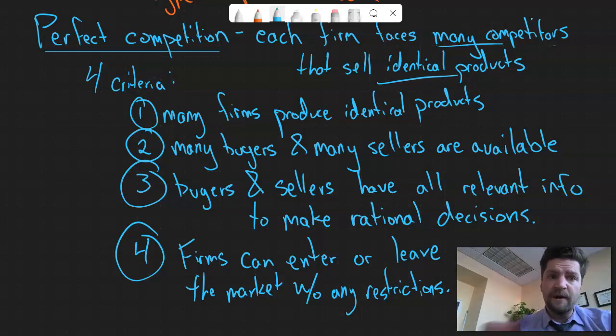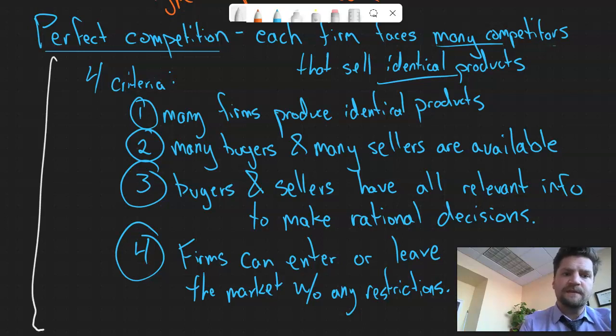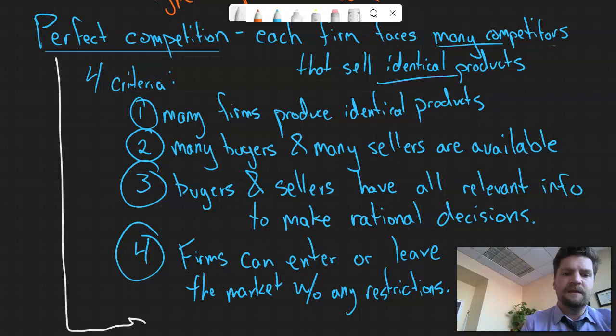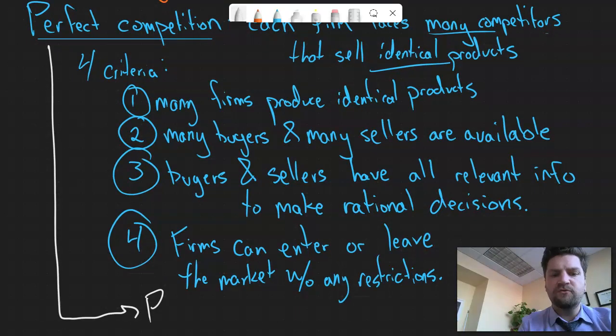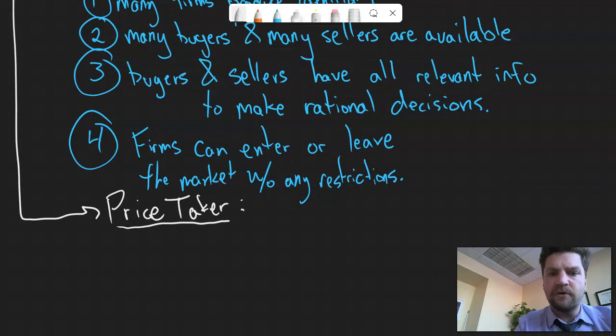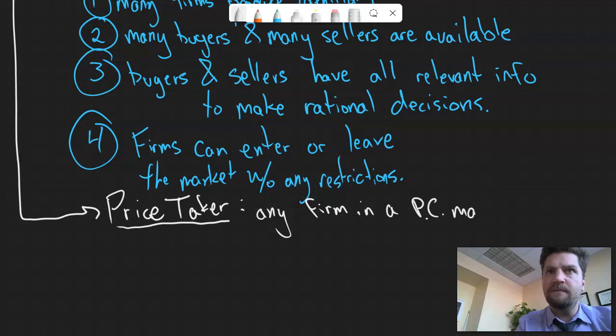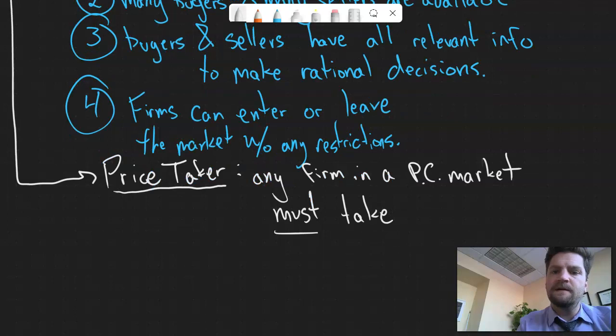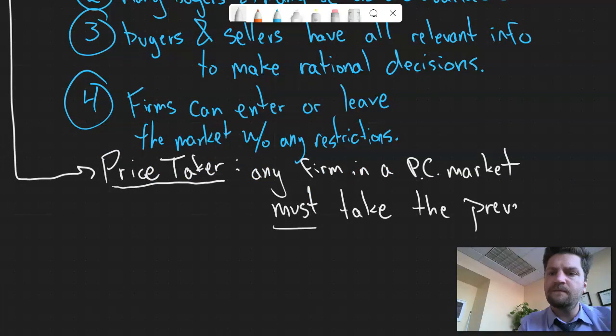One of the key things we are talking about is the fact that in perfect competition, firms are what's called price takers. And what is a price taker? Good question. A price taker refers to the fact that any firm in a perfectly competitive market must take the prevailing market price as given.